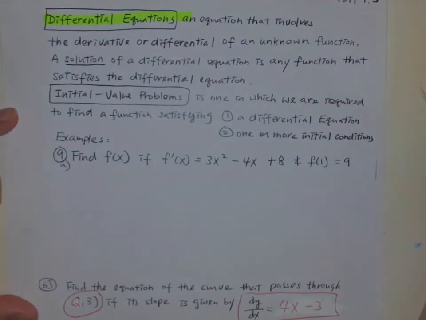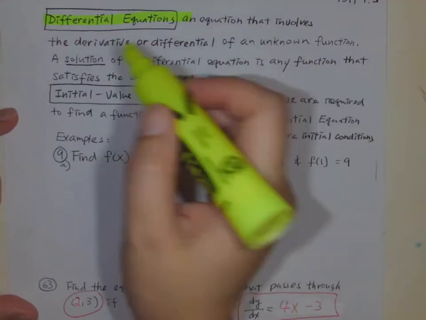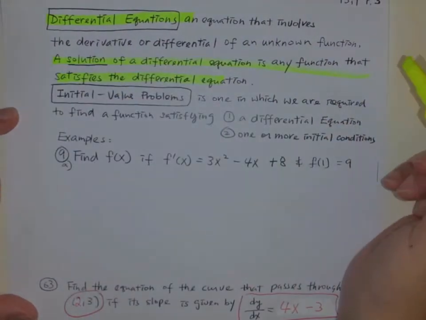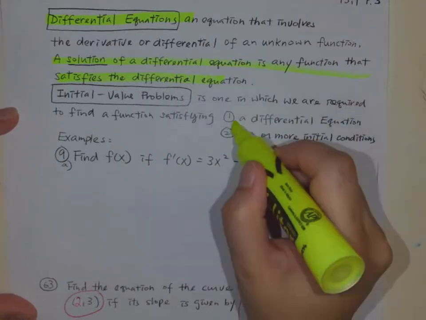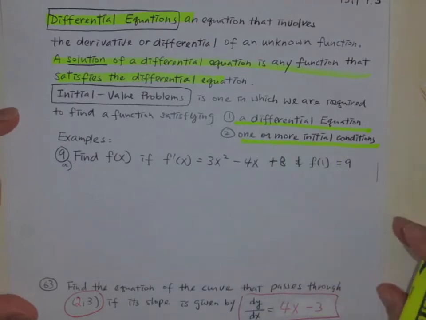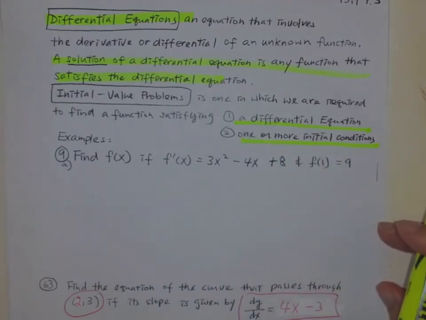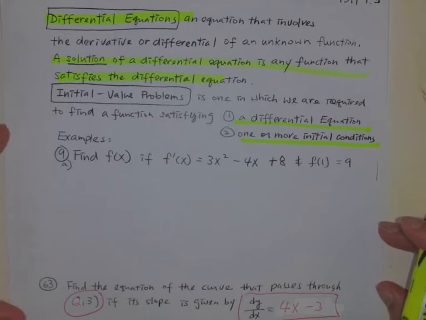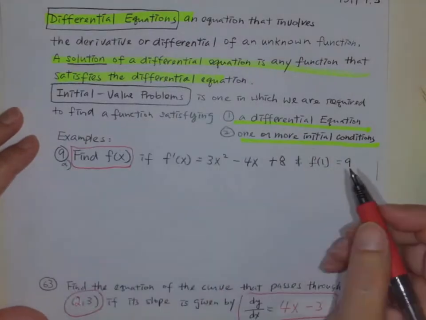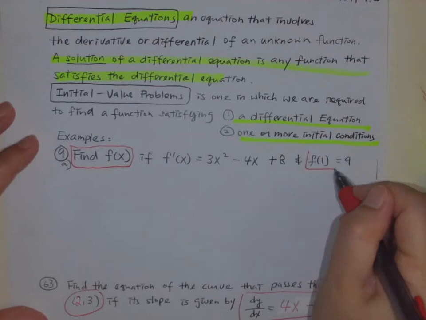And then the initial value problem is one in which we are required to find the function that satisfies a differential equation and one or more initial conditions. So you may have some homework question or exam question like that. They give you the first derivative and they ask you to find the function, but it has to fit this condition.